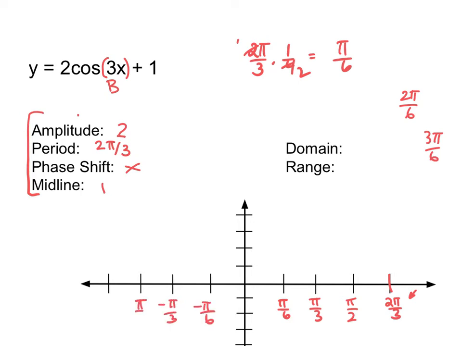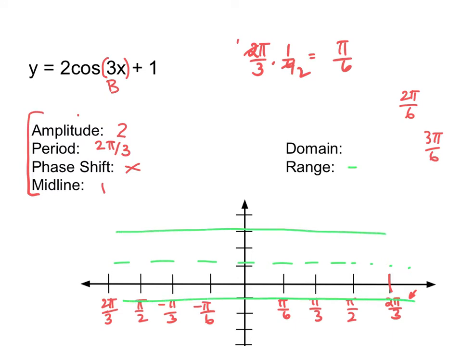Nothing is different with cosine yet. And our midline is at 1, the center of our graph. Amplitude is 2, so we have a maximum of 3. We have a minimum of -1, which is also our range. And we know the domain is still -infinity to infinity.